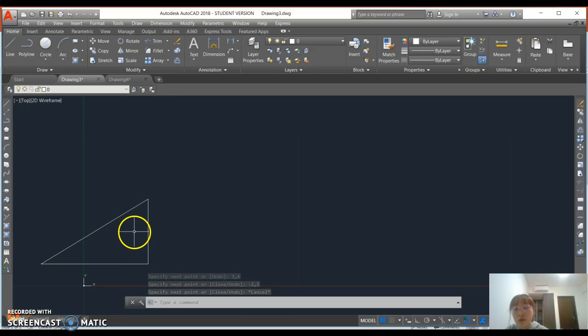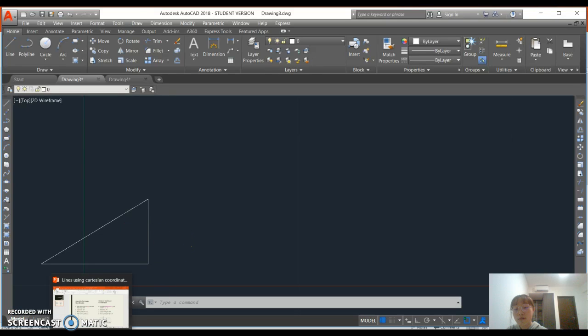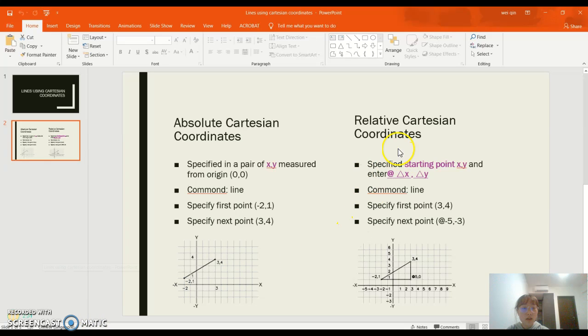And now, how are we going to draw the same triangle by using the other method, which is relative Cartesian coordinates? Relative Cartesian coordinates, we use this method only if we know the location of the point in relation to the previous point. So, the method is also very simple. We have to specify our starting point x and y, and then enter @x,y. So let us draw the same triangle by using AutoCAD.